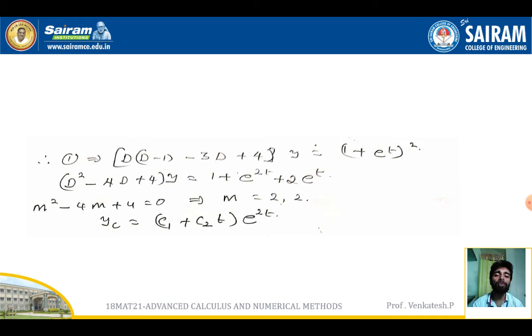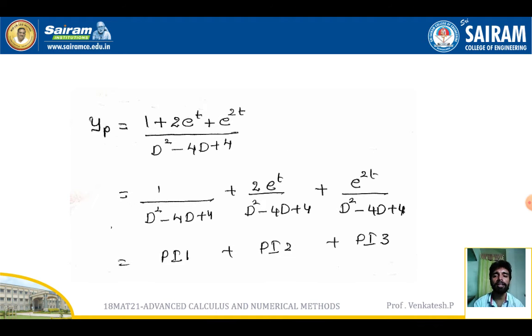Since t is obtained because I changed all the x variables in terms of the t variable, and the operator D is nothing but d/dt, I am taking the t variable in the complementary function. Now we will see how to find the particular integral for the obtained equation, 1 plus e^t plus e^(2t) divided by D^2 minus 4D plus 4. Now separate the equation.